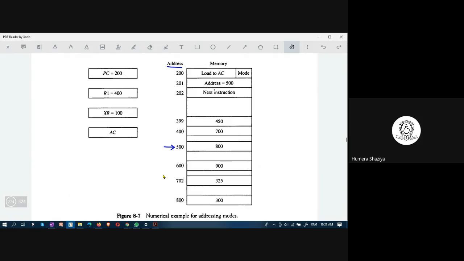In the direct address, the address part will have 500. What is 500? It is the address of the operand. What does the accumulator get? It gets 800, because 800 is treated to be the operand here, and 500 is the address of this operand in direct address.